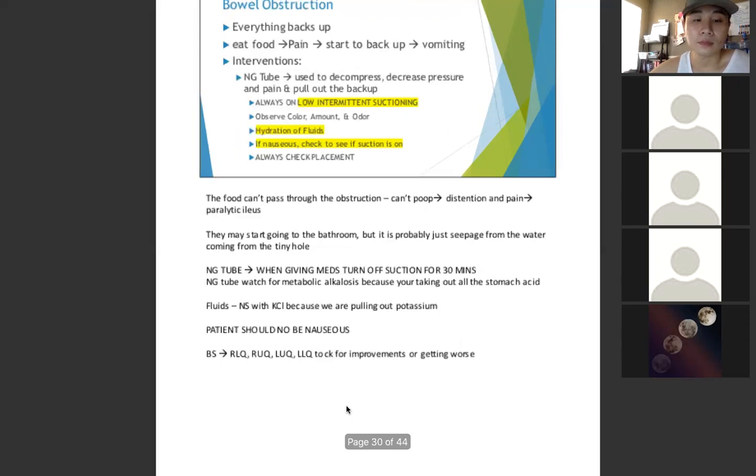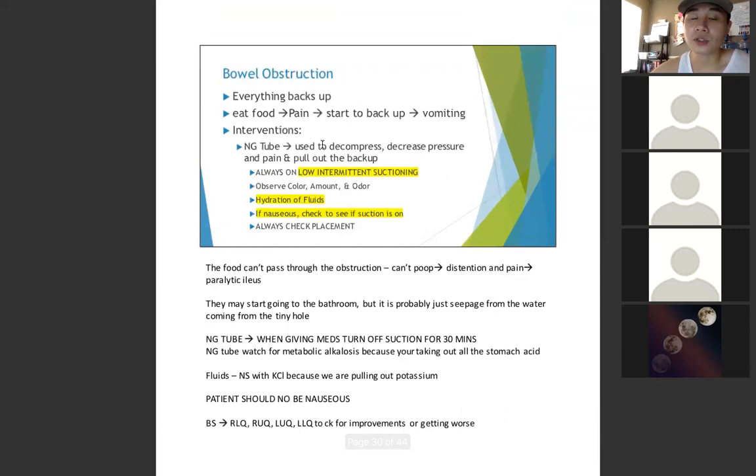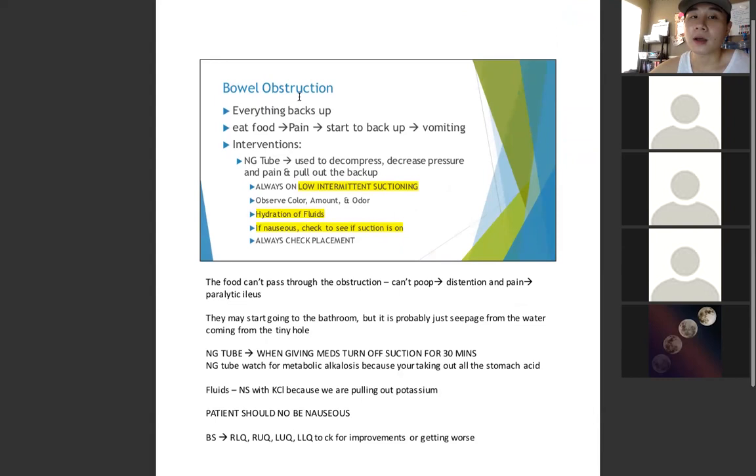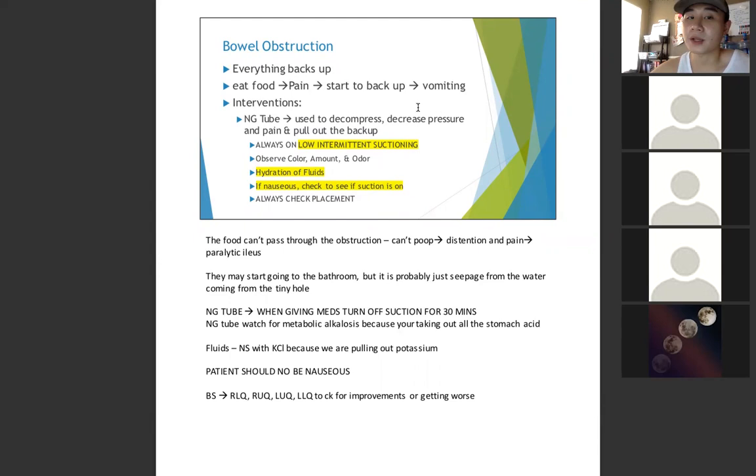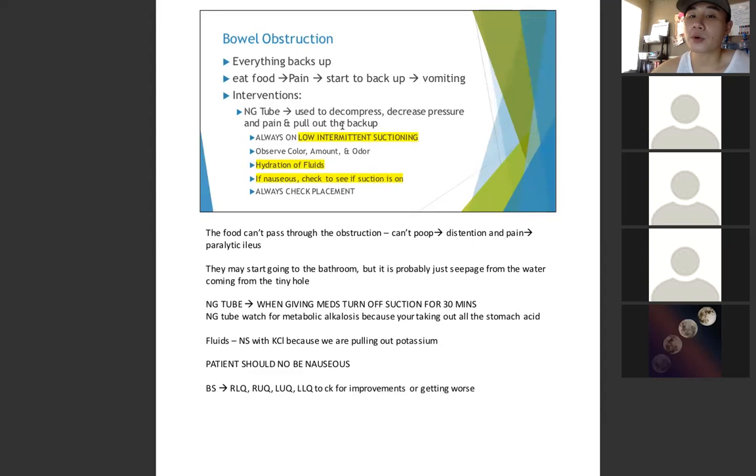All right, next we have bowel obstruction. It basically means that everything backs up. Eat food, causes a lot of pain, start to back up, start to vomit. Intervention includes an NG tube. We can use the NG tube to decompress, decrease the pressure and pain, and pull out the backup. Bowel obstruction means the bowel has an obstruction. The food cannot go through, we cannot excrete the food out. So everything will be backed up. So we use the NG tube to suction all of this nasty stuff out because it's backed up, it's sitting there.